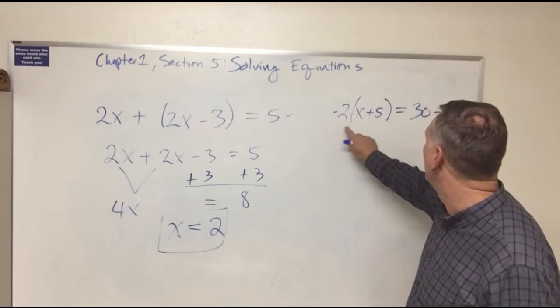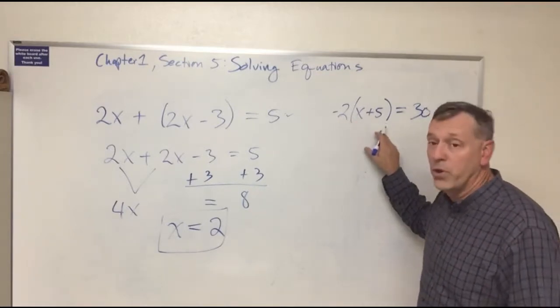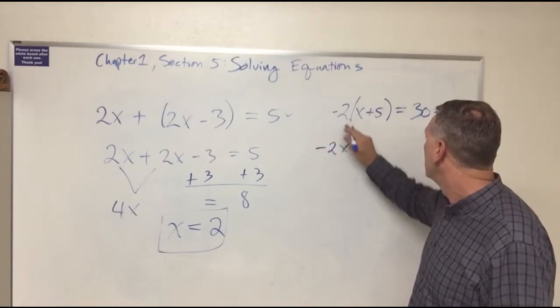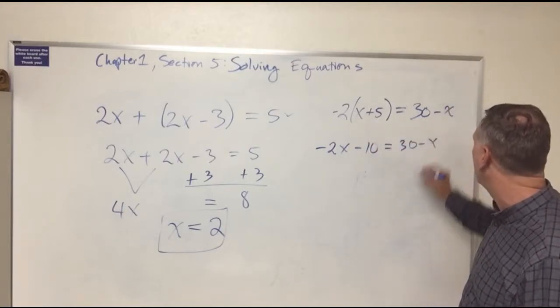So we have minus 2 times x plus 5 equals 30 minus x. So the first thing we do is distributive property, right? Minus 2 times x is minus 2x. Minus 2 times 5 is minus 10, is equal to 30 minus x.